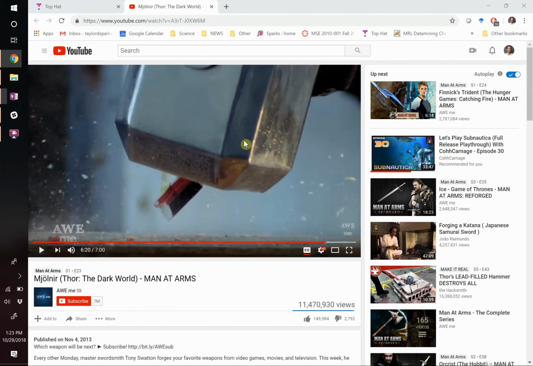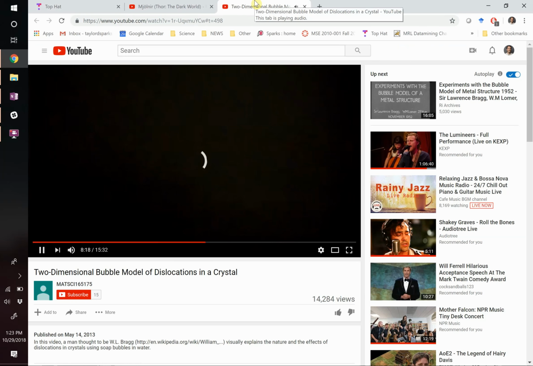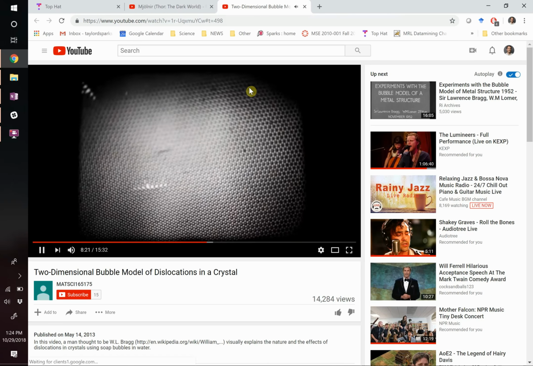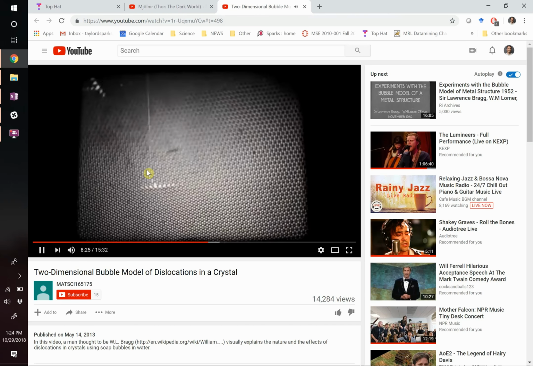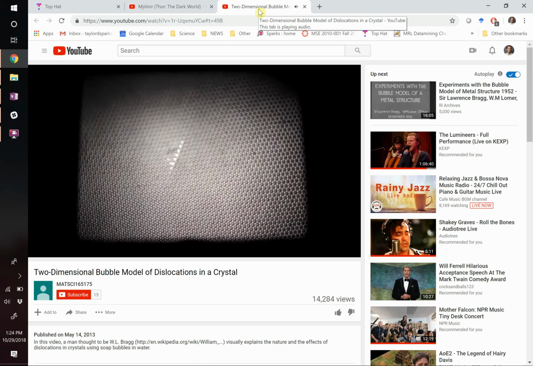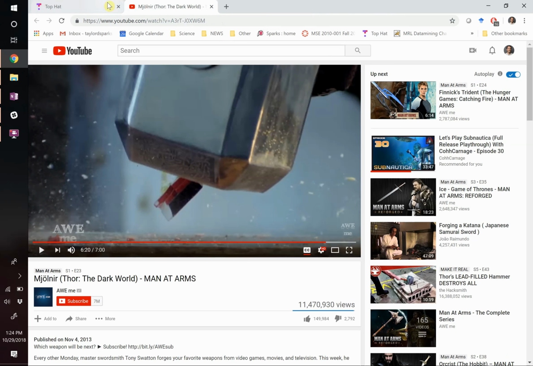So you can actually see this, which is pretty rad, right? If we go to YouTube, we go back to the 50s when they loved to make these bubble rafts, you can see that here's a dislocation over here with an extra half row of atoms. Here's one with an extra half row of atoms. They're going to nudge it from the outside, and these two came together, and it created a third, right?